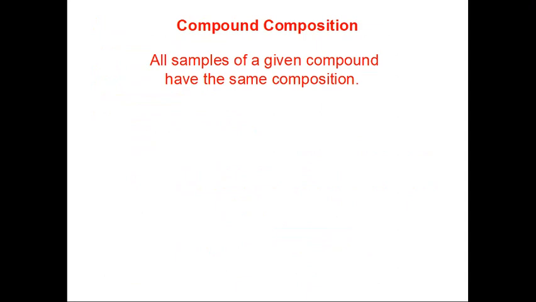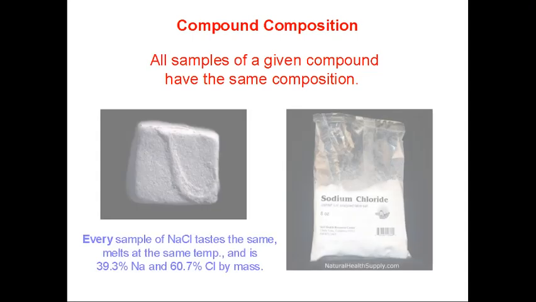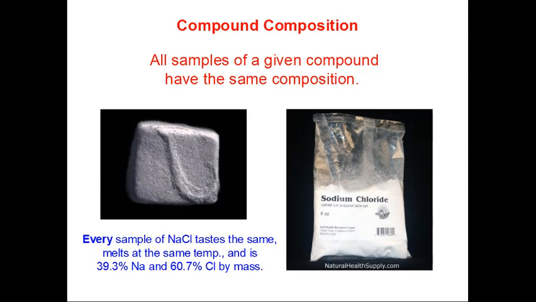So what is a compound? All compounds have the same composition. All samples of a given compound have the same composition. So every sample of salt is exactly the same. It's 39.3% sodium and 60.7% chlorine. Now you notice that's by mass. It's not 50-50 because sodium is smaller than chlorine. Look up on your periodic table. So there's no one salt better than the other. All salt is exactly the same.